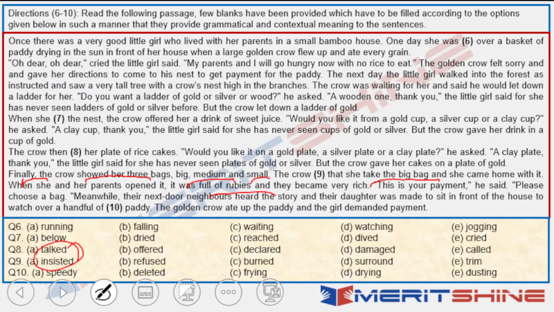Insisted, maybe. Insisted can come. Refused, no. Burned, no. Surrounded, no. Trim, no. Trim is wrong grammar also. So therefore, you can have only one option correct here, and that is A. Only one option correct. And then the last 2 lines.